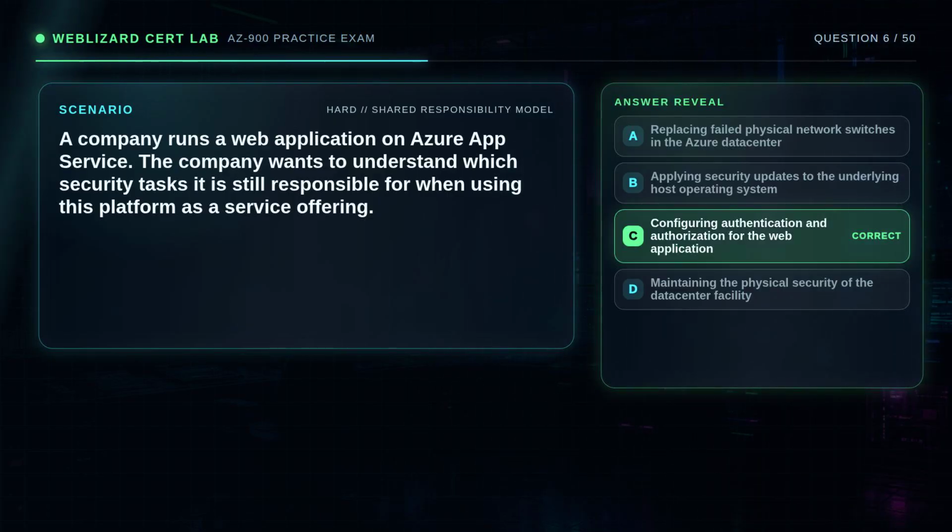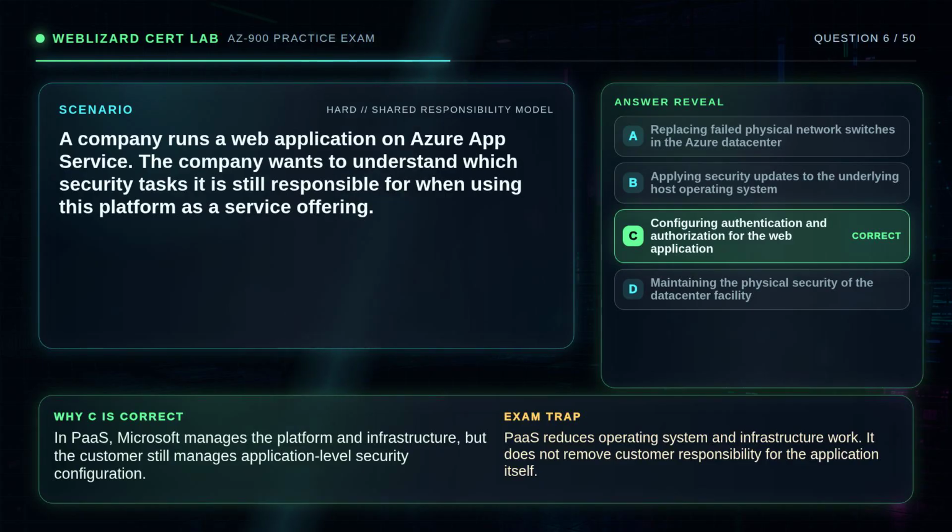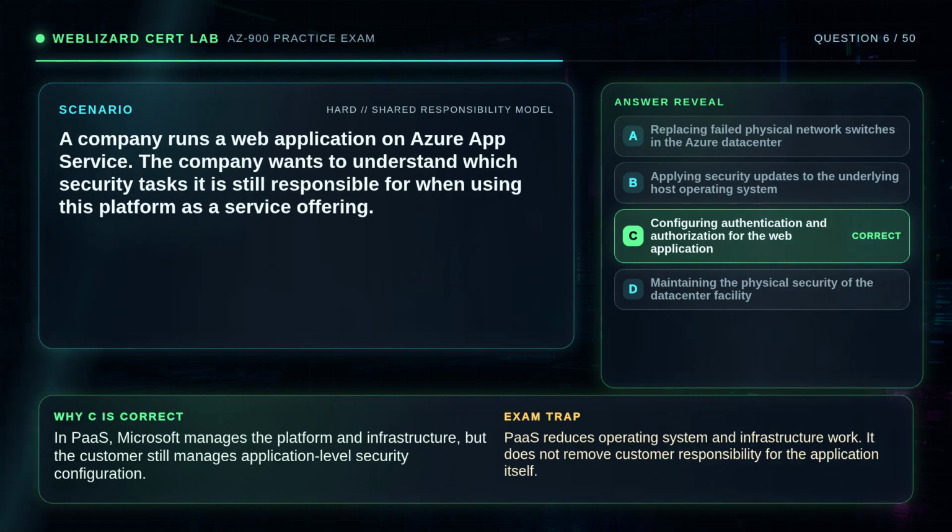The correct answer is C. Configuring authentication and authorization for the web application. Azure App Service is a platform as a service offering. Microsoft manages the physical data center, the network hardware, and the underlying platform, including host operating system maintenance. But the customer still owns the application and its configuration.